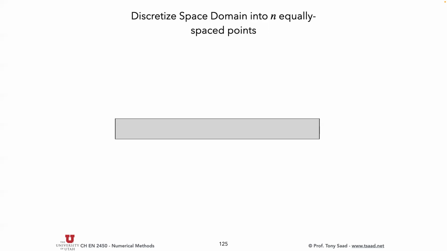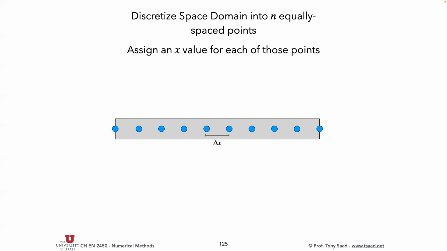Okay. So that's the first thing you want to do whenever you are dealing with discrete integration of ordinary differential equations, even partial differential equations. So the same thing we did with initial value problems, we're going to do here. We're going to discretize or split the domain into n equally spaced points. The spacing we're going to call delta x. And then we're going to assign an x value to each one of those points.